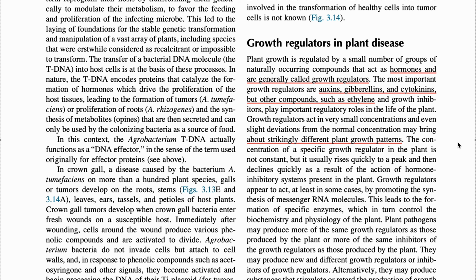Now, the plant growth hormones act in very small concentration. So in Bakanae disease, the concentration is deviated, and that's why the seedlings have grown taller than the normal height of rice, right? So any slight deviation from the normal concentration may bring different plant growth patterns.